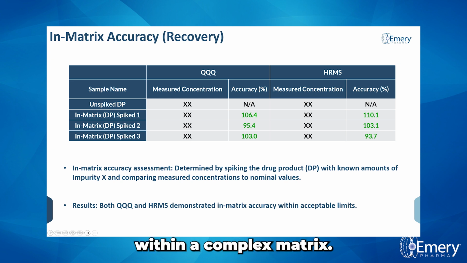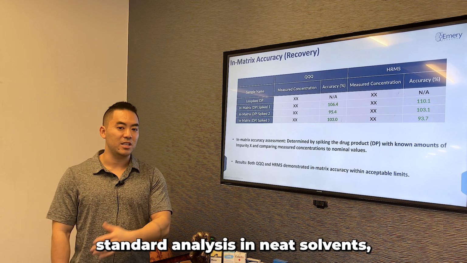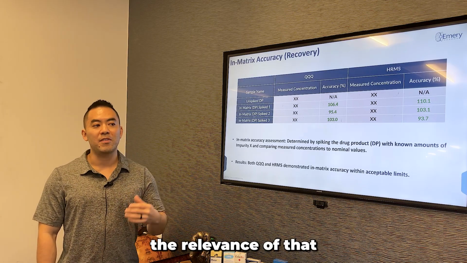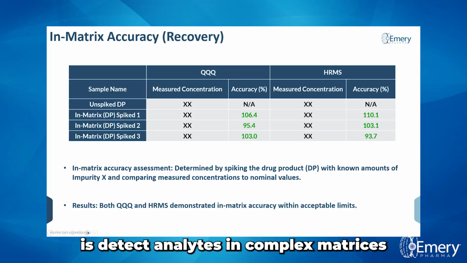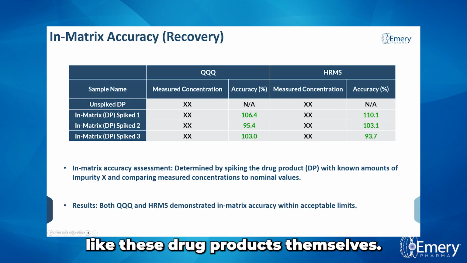What's really nuanced when you do drug testing is your ability to detect these impurities or analytes within a complex matrix. A lot of methods out there can do standard analysis in neat solvents, but the relevance of that isn't that translatable. What we're trying to do is detect analytes in complex matrices like these drug products themselves.